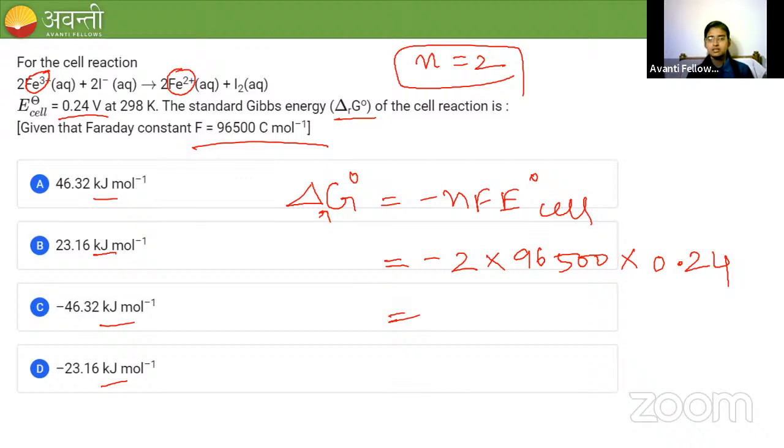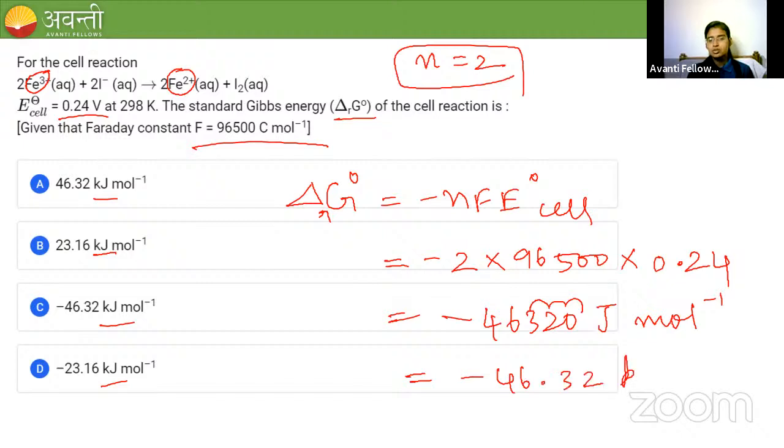Option C. Very good, Mahis. What is the answer for this, in terms of joules? 46320. Very good. So it is minus 46320 joule per mole. To convert this, move 3 decimals, so it will be minus 46.32 kilojoule, which is the value for delta G R naught. So option C is the correct answer for this question.